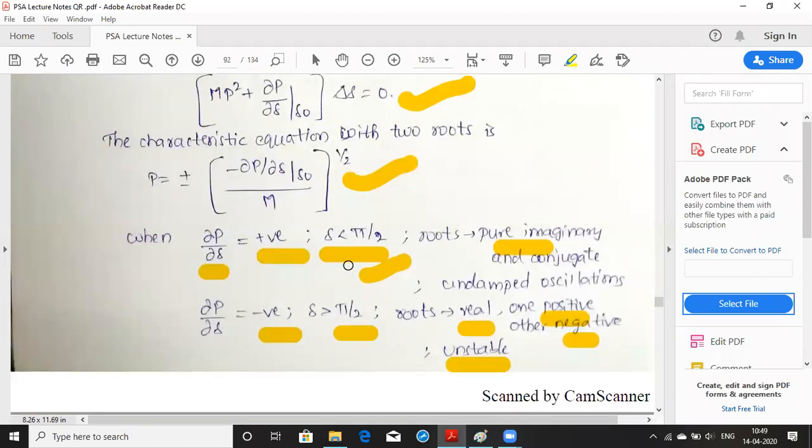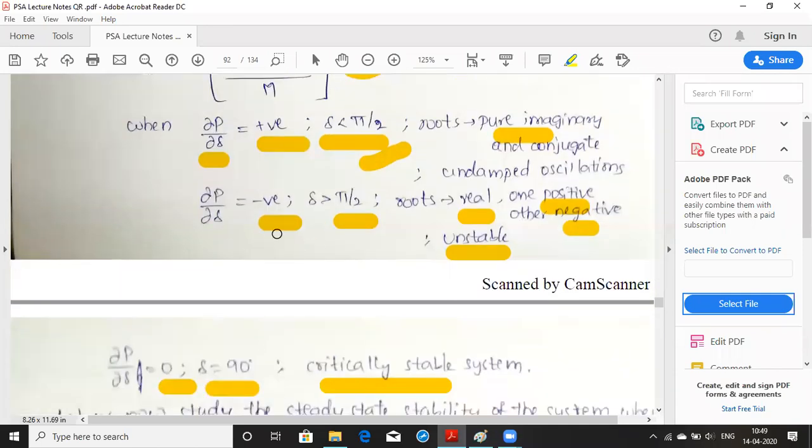So why are we finding this? We are determining the steady state stability, that is, the condition where the system is going to achieve stability or not. It achieves stability when dP by d delta is positive, that is, when delta is less than 90 degrees.